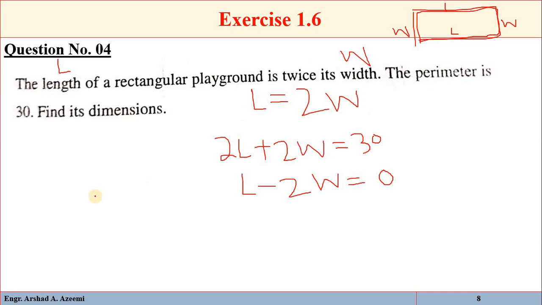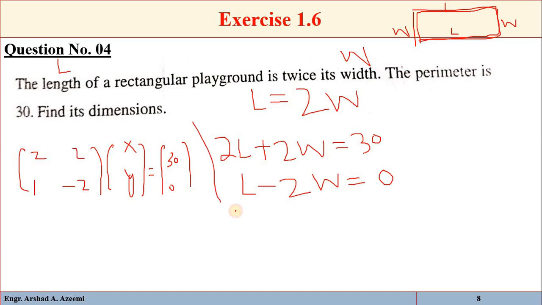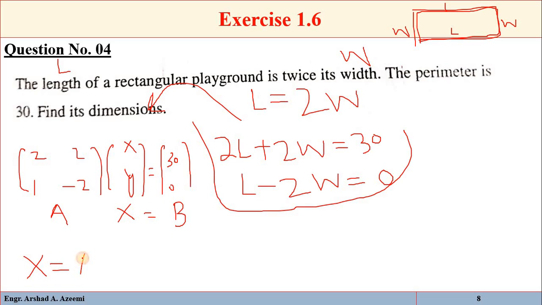Now we have to solve it, so convert it into matrices. It will be [2 2; 1 -2], and here we will have [x; y] is equal to [30; 0]. First we have these equations, and we have converted them into matrix form. Now suppose this is matrix A, this is matrix X, and this is matrix B. So we know that X is equal to A inverse times B. So first find the A inverse.